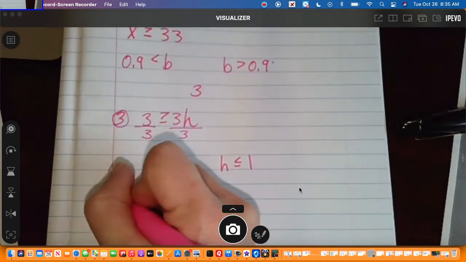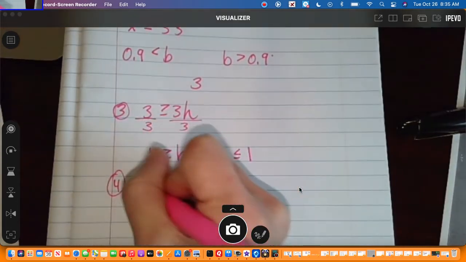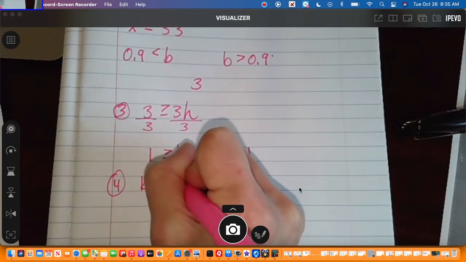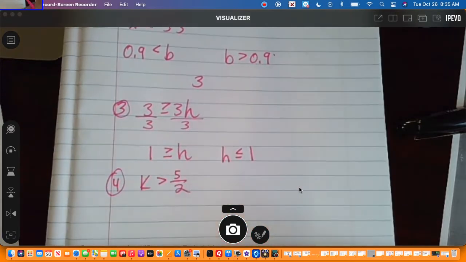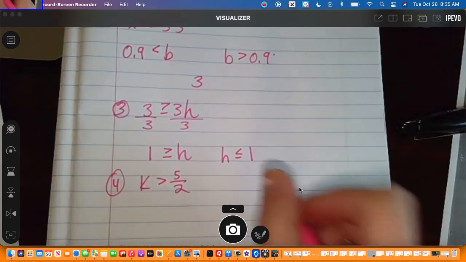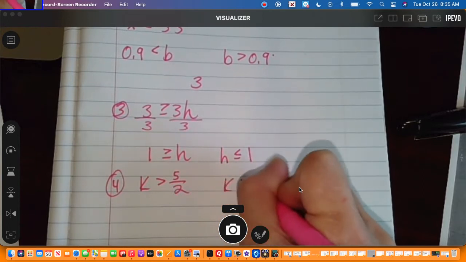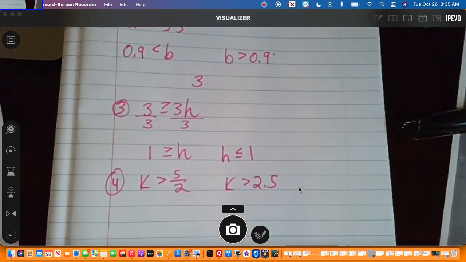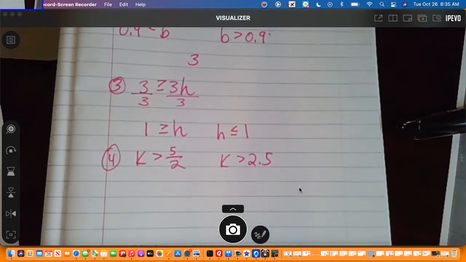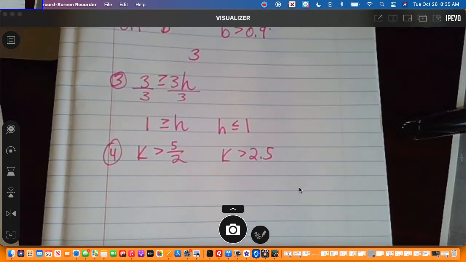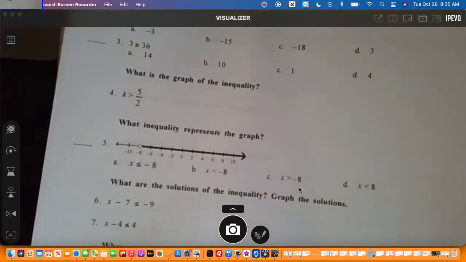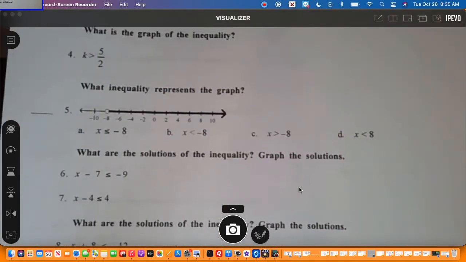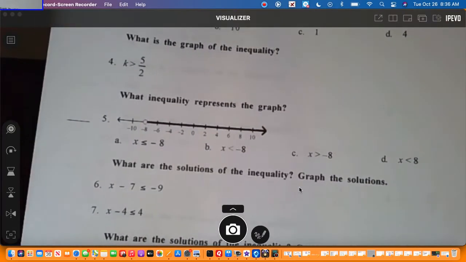All right, number 4. It's got K is greater than 5 halves. If you hate fractions, then rewrite that as a decimal if you want to. K is greater than 2.5. Okay? But what they're asking for is to graph it. That means you draw a number line. If you forget what a number line looks like, just look further on your test, and guess what they have a picture of? A number line somewhere on your test.